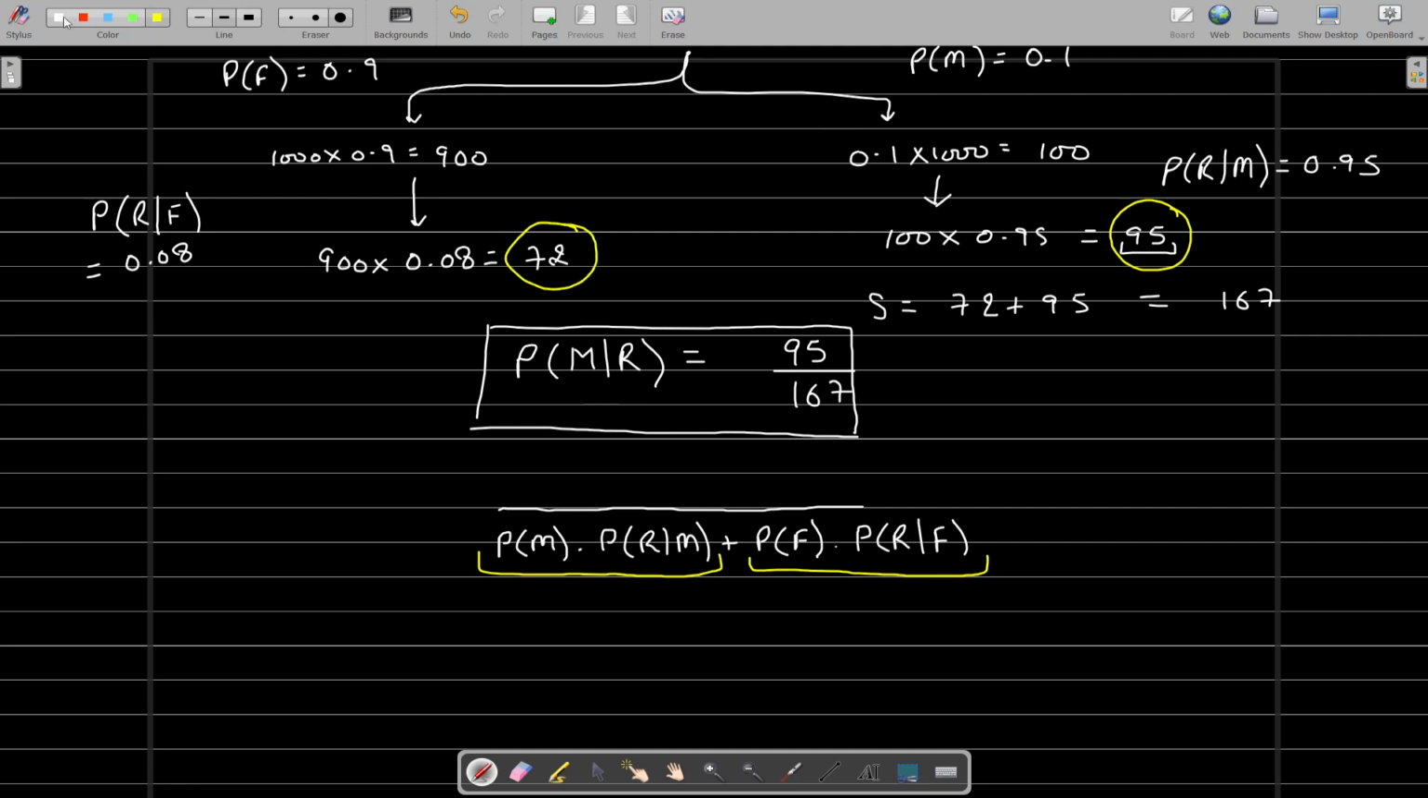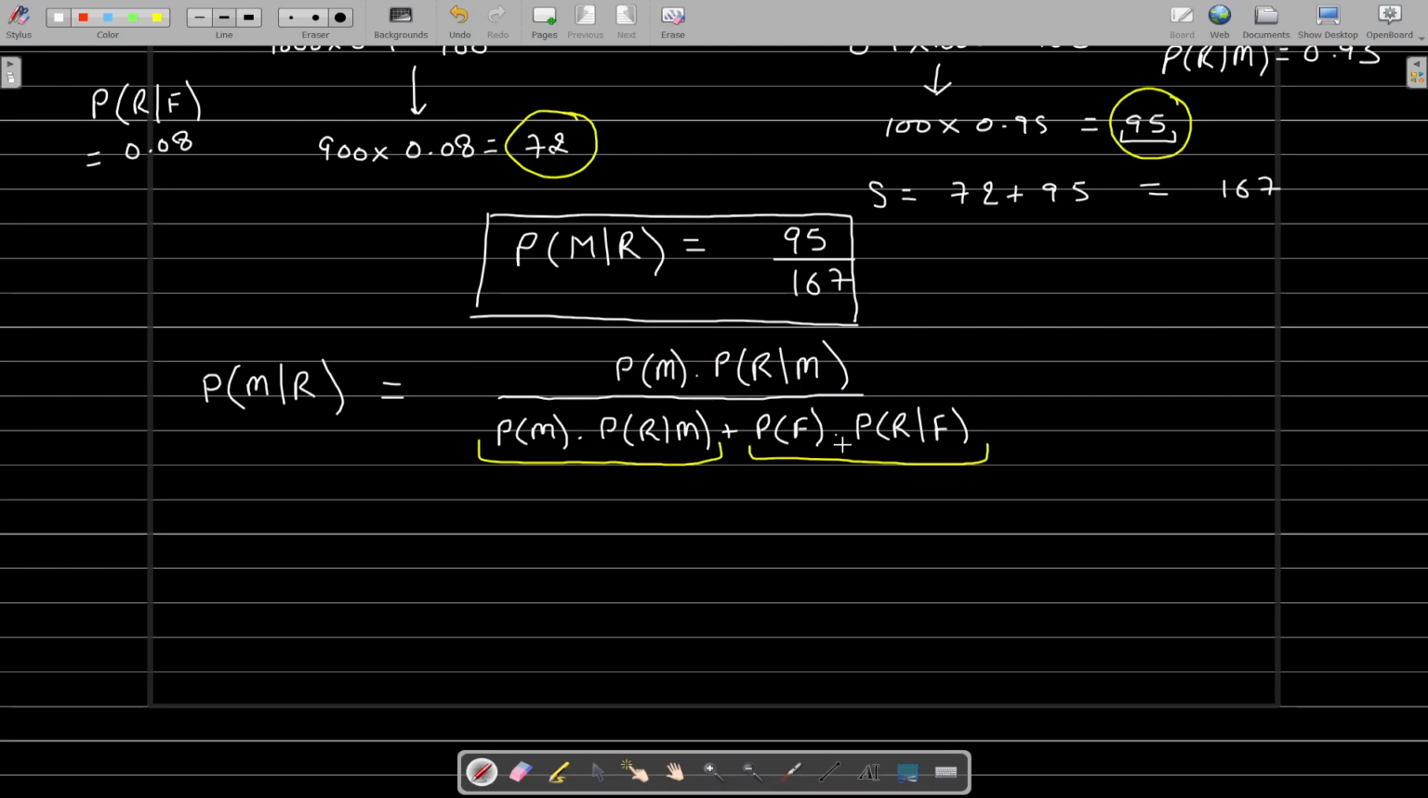And in the numerator, we have the favorable outcome, which is the left part of the denominator, which is the probability of measles times the probability of a rash given measles. So we can write the probability of measles given a rash was observed is this. Now you don't have to remember this because now you understand the logic.